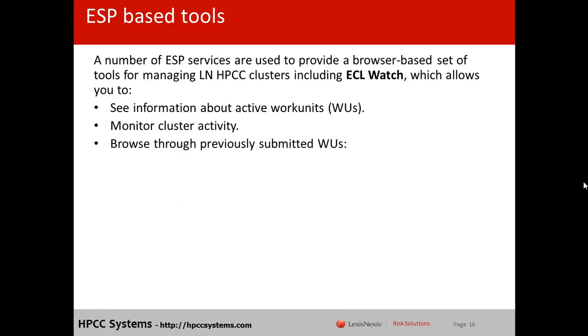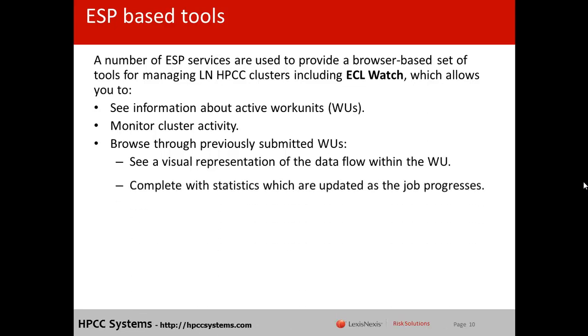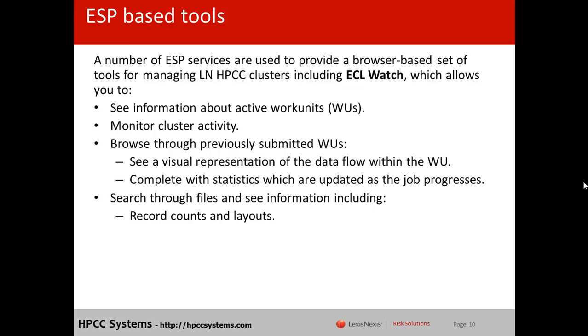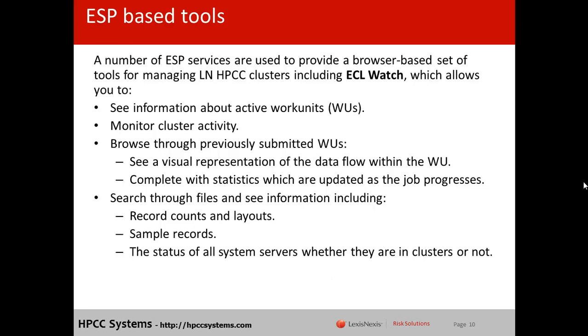Browse through previously submitted work units and see a visual representation of the data flow within the work unit using graphs, complete with statistics which are updated as the job progresses. You can also search through files and see information including record counts and layouts of each file, sample records, the status of all system servers, whether they are in the clusters or not, and finally, view log files. We can also start and stop any process in the ECL Watch.